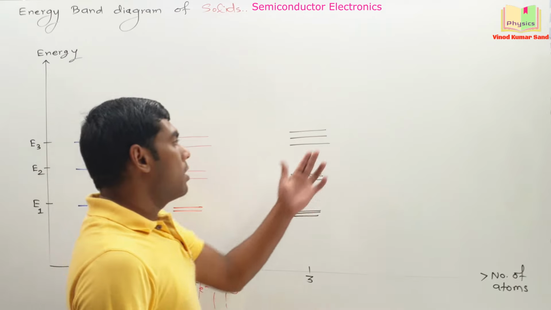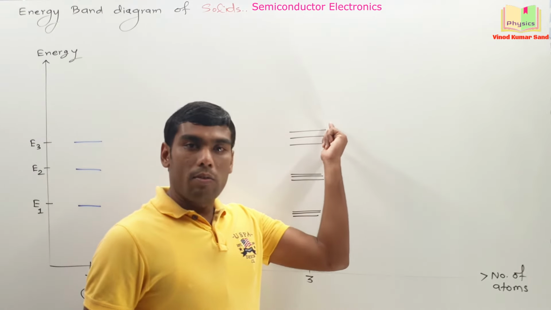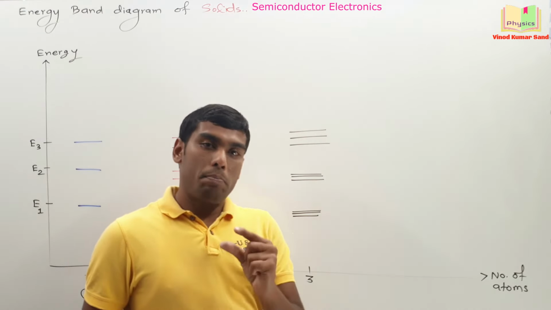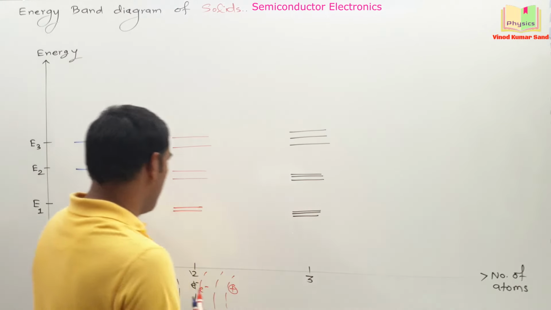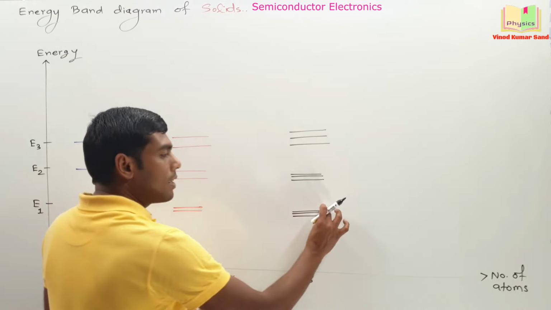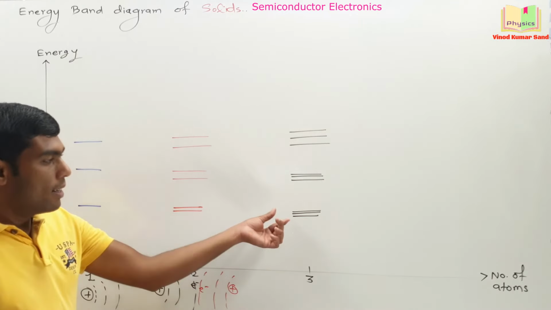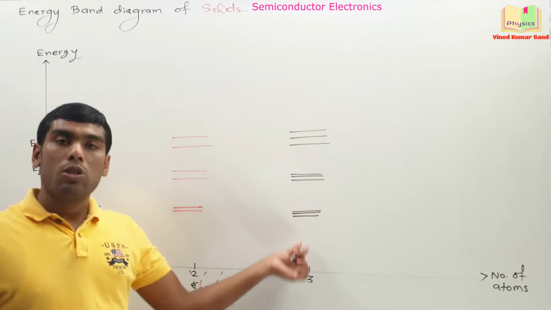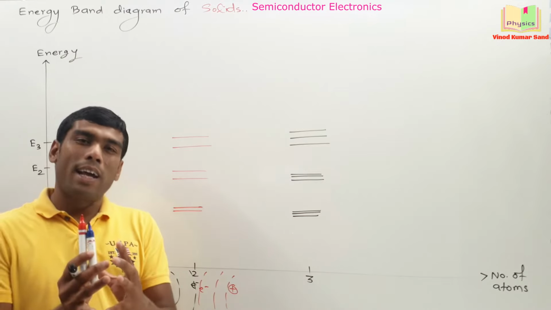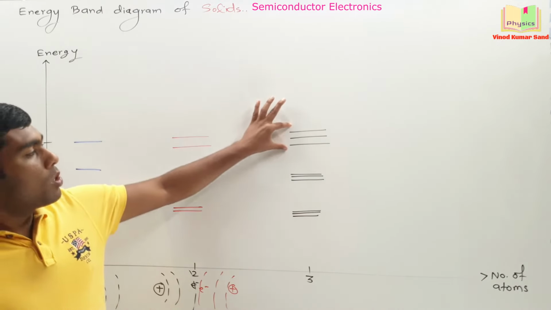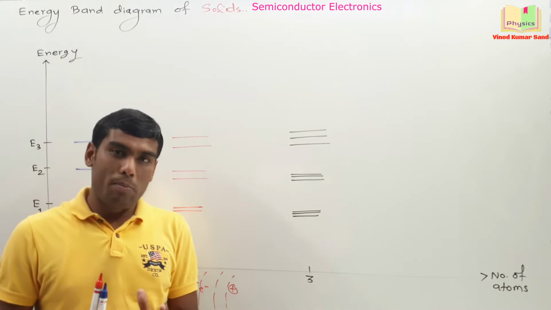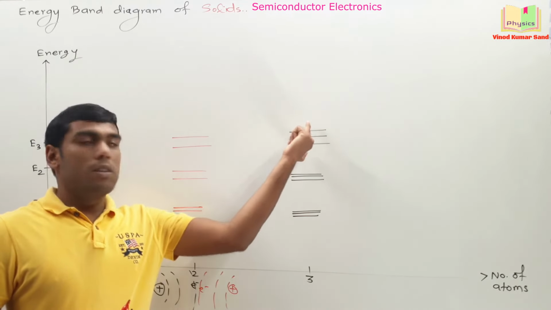The bandwidth of these energy levels or these bands will depend upon how tightly the electrons are bound with the nucleus. Here the bandwidth is less. The reason behind that, these electrons are closer to the nucleus, so they are tightly bound. That's why the bandwidth is less. The outermost electrons, they are a bit loosely bound, so the bandwidth is more.